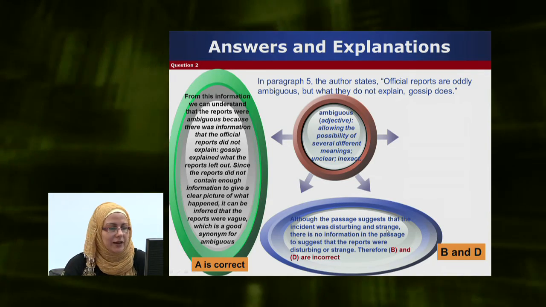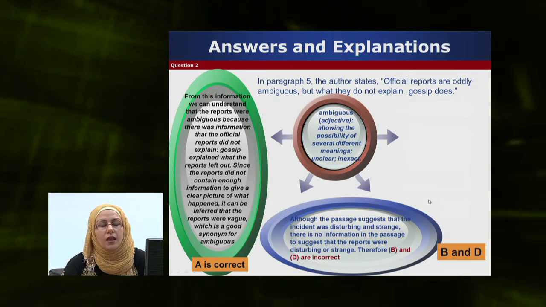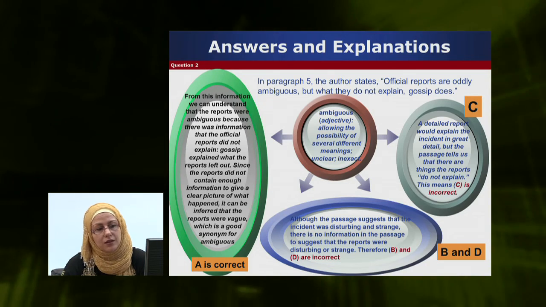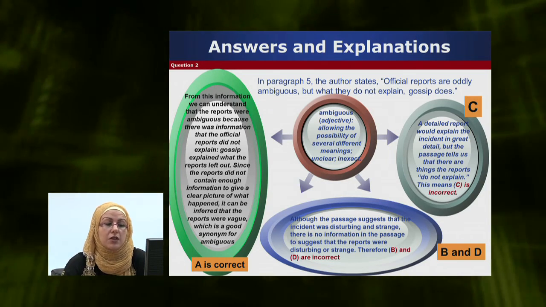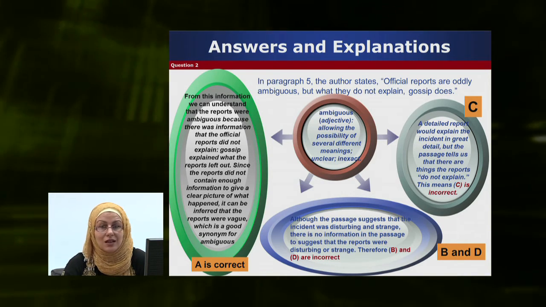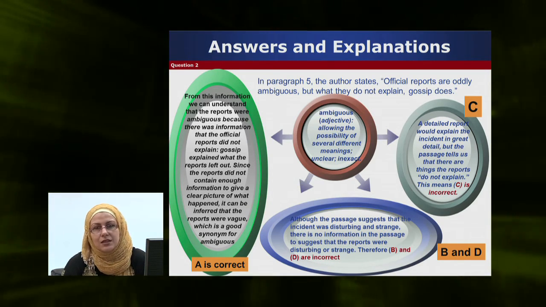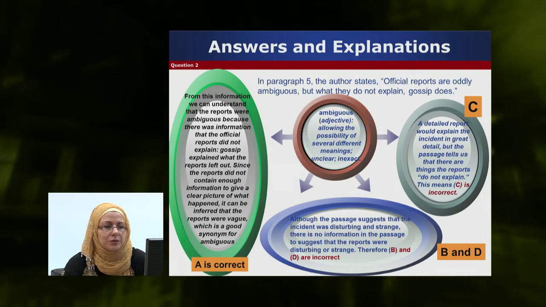Why are B and D incorrect? Although the passage suggests that the incident was disturbing and strange, there's no information in the passage to suggest that the reports were disturbing or strange. Therefore, B and D are discarded. What about C? A detailed report would explain the incident in great detail, but the passage tells us that there are things the report did not explain. This means that C is incorrect. It's not detailed.